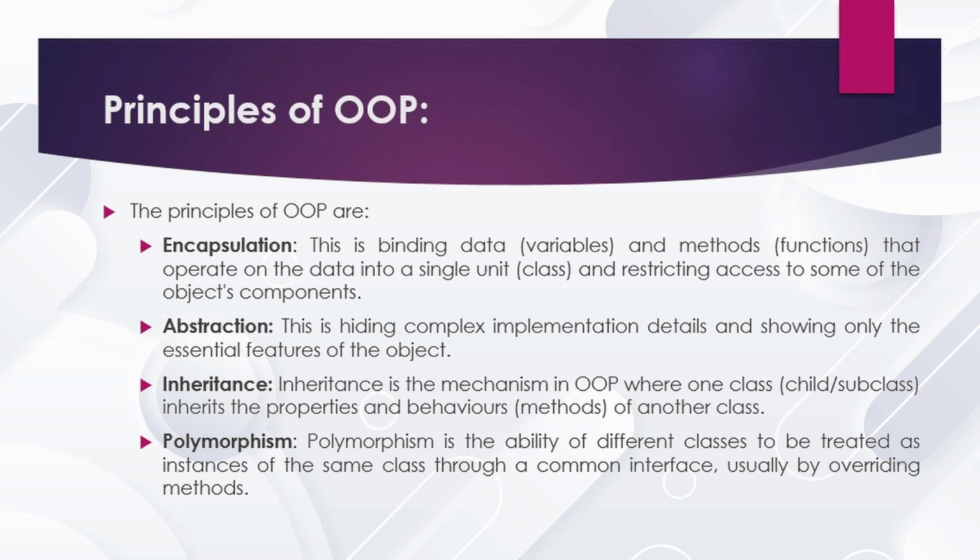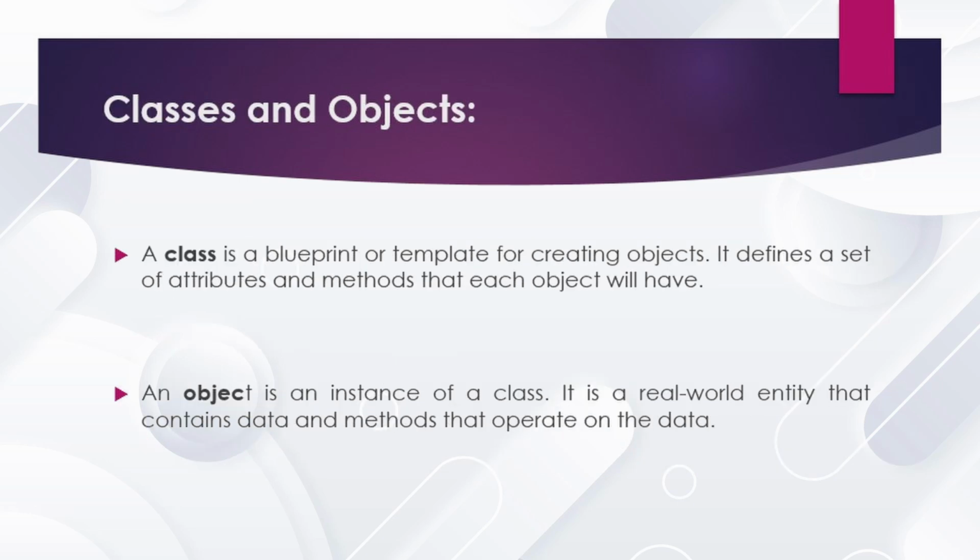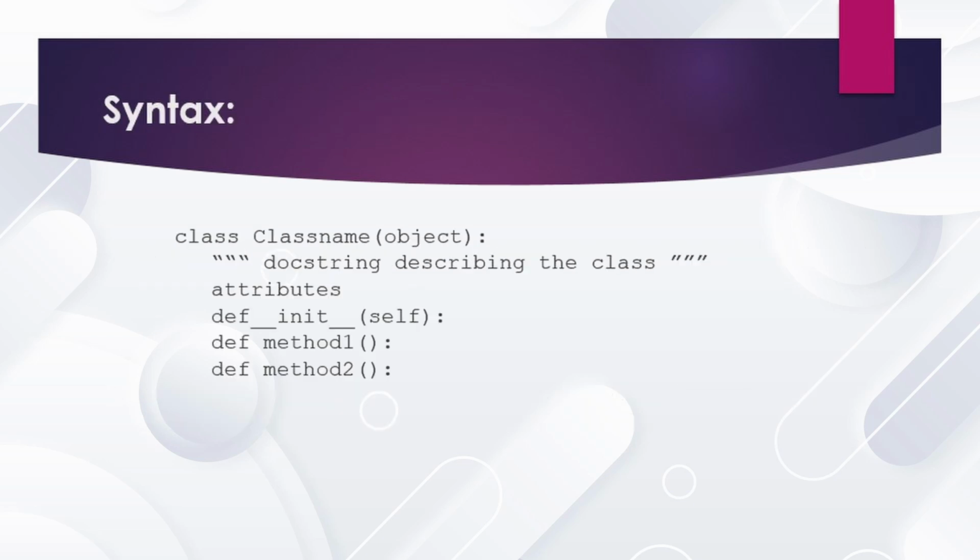But first, let's make sure we understand what classes and objects are. A class can be defined as a blueprint or template for creating objects. It defines a set of attributes and methods that each object will have. An object is an instance of a class. It is a real-world entity that contains data and methods that operate on the data. The general syntax of a class is shown in this slide.